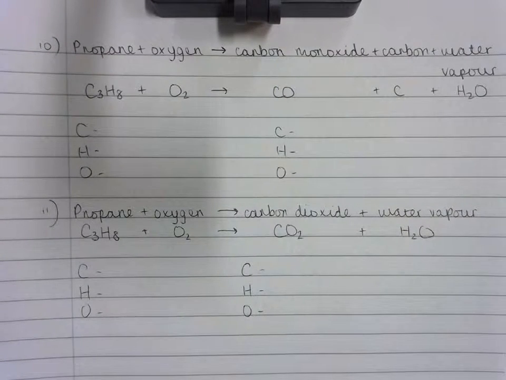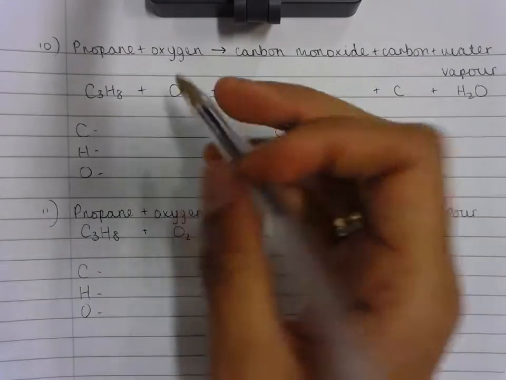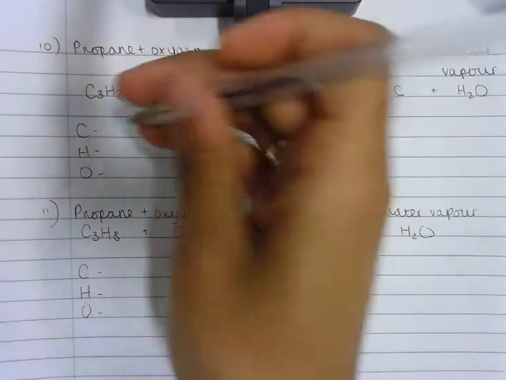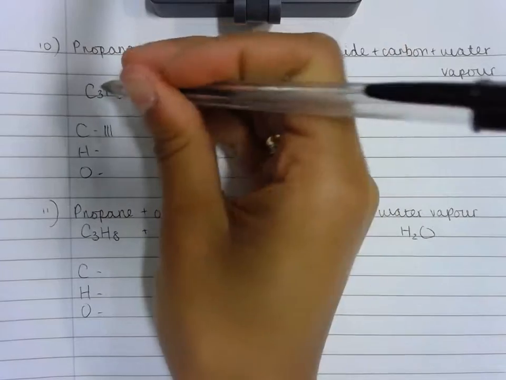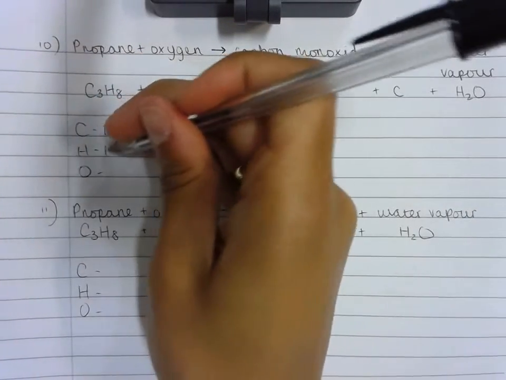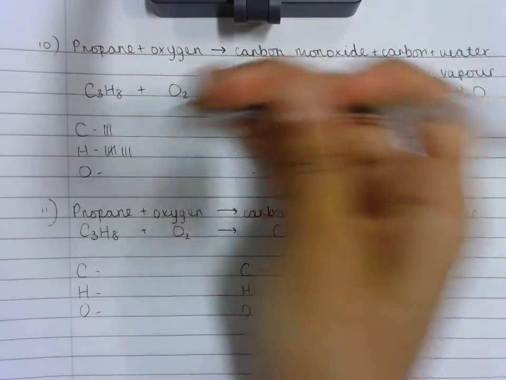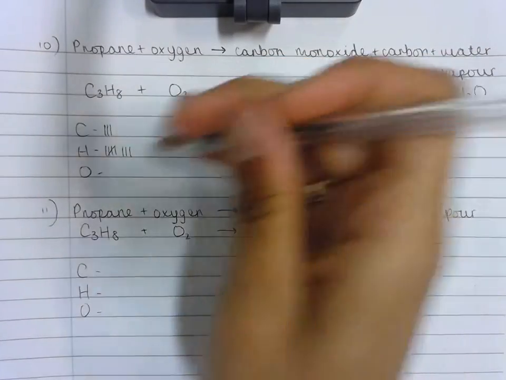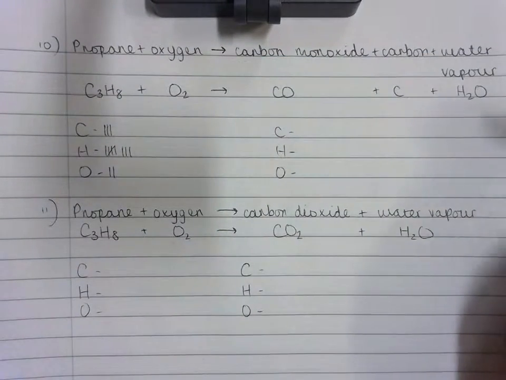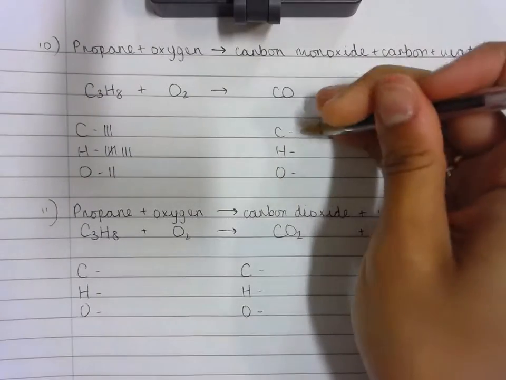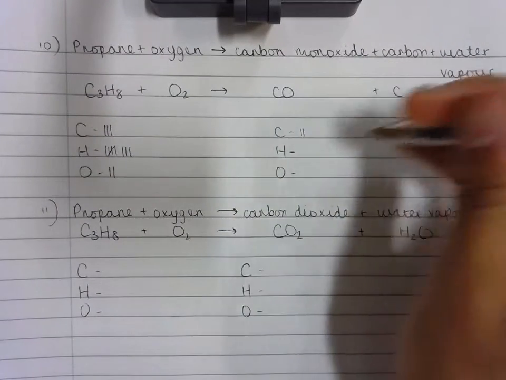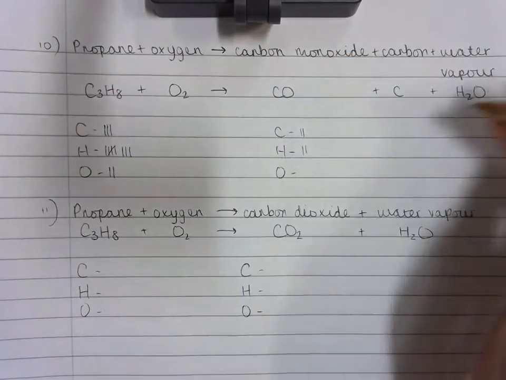Now, I need to count the number of atoms of each element that react on the reactant and product side in pen by tallying. So there are 3 carbon atoms, 8 hydrogen atoms and 2 oxygen atoms. On the reactant side there are 2 carbon, 2 hydrogen and 2 oxygen atoms.